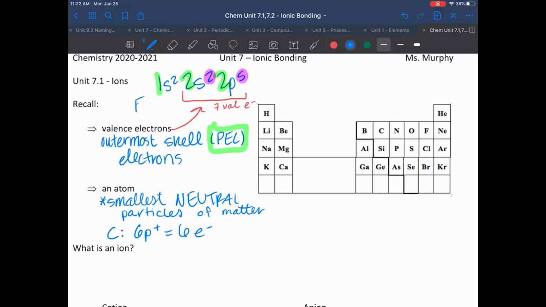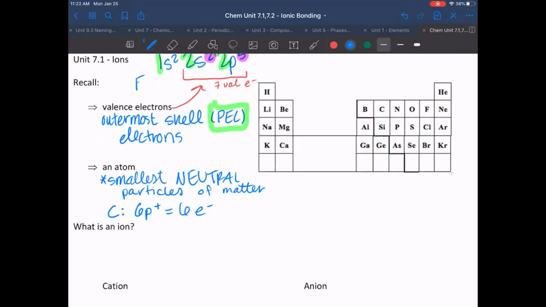So this brings us to ions. What is an ion? This is now a charged particle of matter. When our atoms are not neutral anymore and they become charged, we have ions. And these are created when electrons are gained or lost. For those of you who haven't had this in a while, just a refresher: protons I abbreviate as P plus, and electrons are E minus.